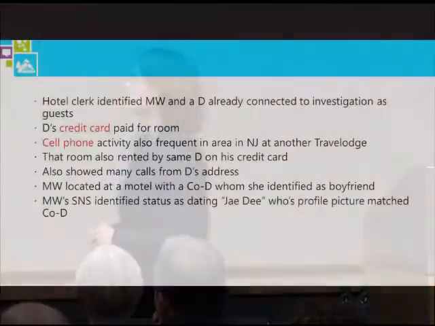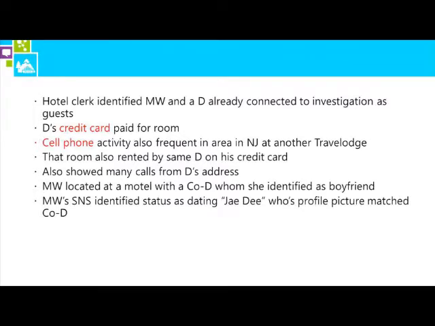The same Backpage ads were connected to a physical address. Then the victim runs away. But they use the cell phone information to find a number of phone calls from the Travelodge, a motel in Alexandria. They go there, and the hotel clerk identifies the victim and this other defendant, who they're focusing in on, as the people who were there. They get the defendant's credit card that paid for the room. Cell phone activity also connects him to another motel. Things go on and on.